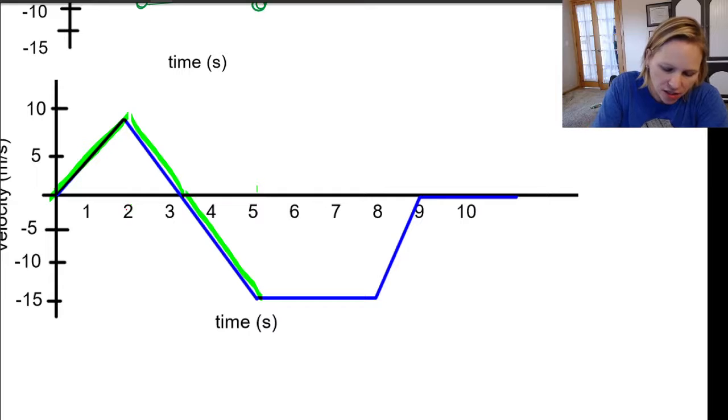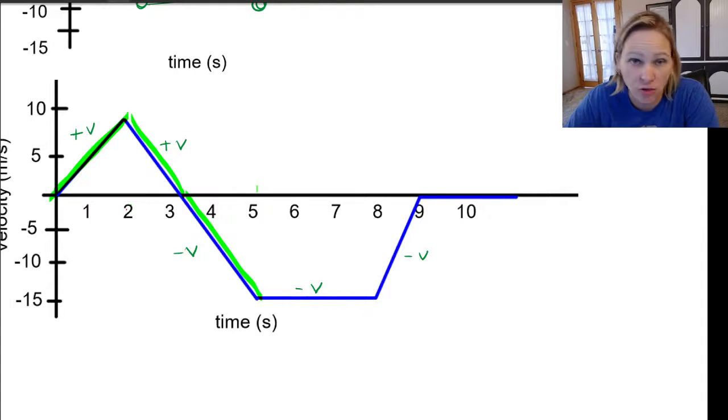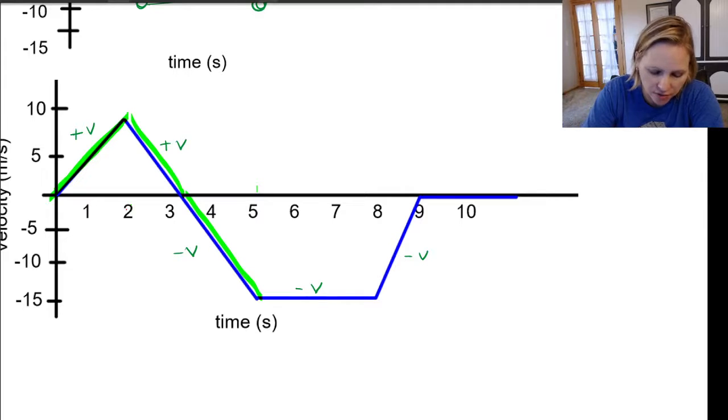So let's take a look and write a few things in. Notice here, I'm going to make a note. I have a positive velocity here. I have a positive velocity here. I have negative velocity here. Negative velocity, and I'm not going to worry about where I have zero velocity. Now I'm going to take note of all of the acceleration and whether the acceleration is positive or negative.